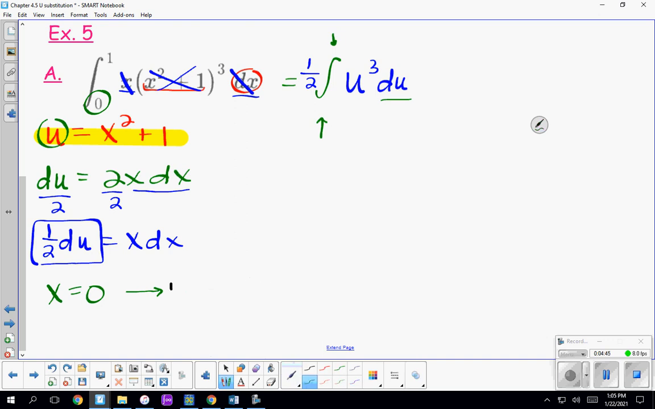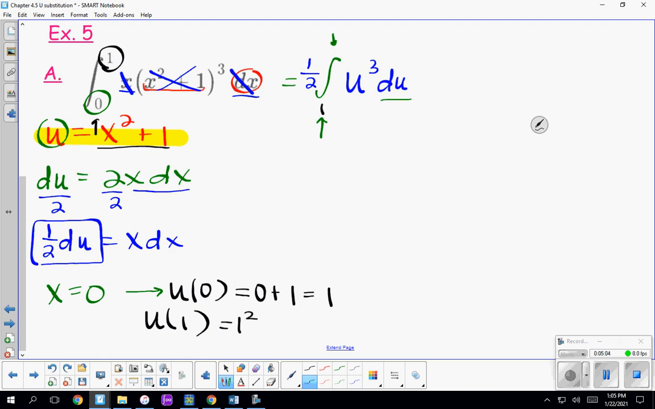So here I'm going to have u of 0. I'm just plugging 0 into this function, which equals 0 plus 1, or 1. So instead of using 0 as my lower limit, I'm going to use 1. Now I'm going to plug in 1, since that was my upper limit, and I'm trying to replace it, so I get 1 squared plus 1, which is 2. So my new upper limit is 2. And now I'm actually done with all of this.